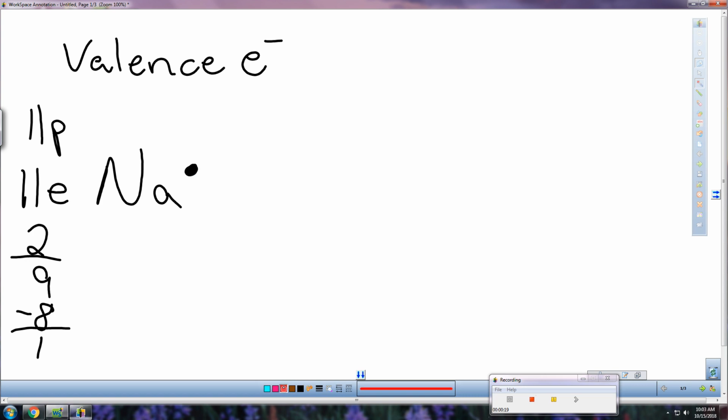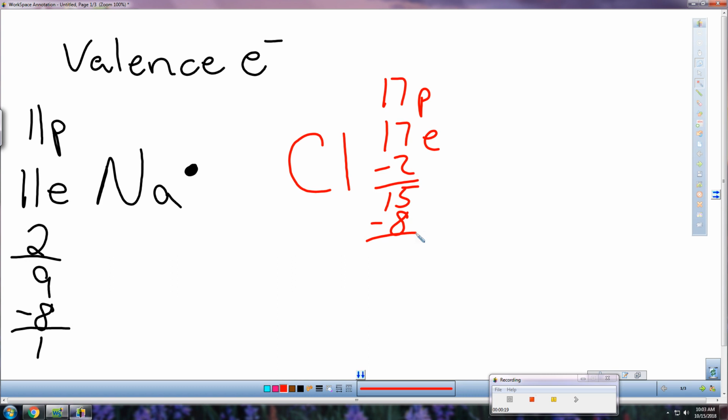If we take a look at chlorine, chlorine has 17 protons and 17 electrons. Again, we can get 2 on the first level, which gives us 15 left. We can get 8 on the next level, which leaves us with 7 left. Chlorine has 1, 2, 3, 4, 5, 6, and 7 valence electrons in its outer shell.